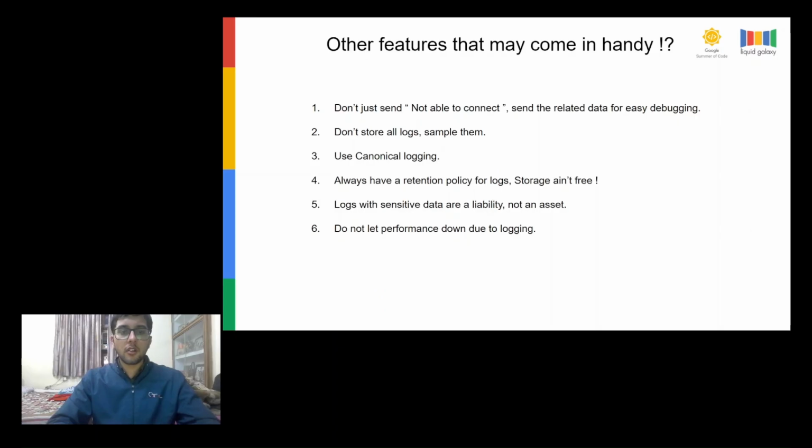Third, use canonical or structured logging. Logs should follow a consistent schema, same fields, same format. This makes logs searchable, aggregatable, and automation friendly. Fourth, always define a retention policy. Logs don't need to live forever. Keeping them longer than necessary increases cost and risk. Storage is not free. Fifth, logs containing sensitive data are a liability and not an asset. Credentials, tokens, or personal data should never be logged. One leaked log can become a security incident.